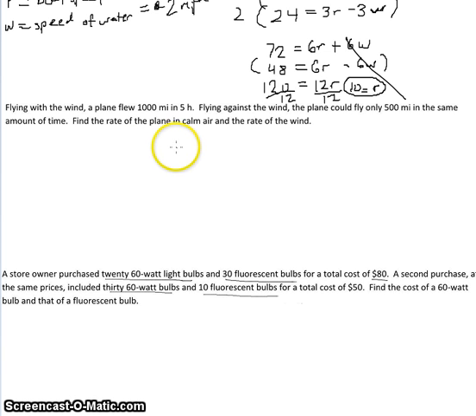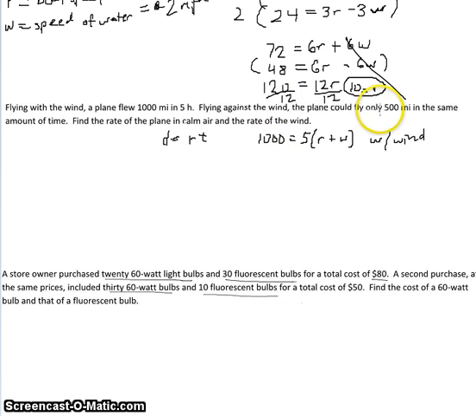Flying with the wind, a plane flew 1,000 miles in 5 hours. Flying against the wind, the plane could only fly 500 miles in the same amount of time. So again, this is a distance problem with the wind. We have a distance and we have a time, but we don't have a rate. We have a rate plus a wind.